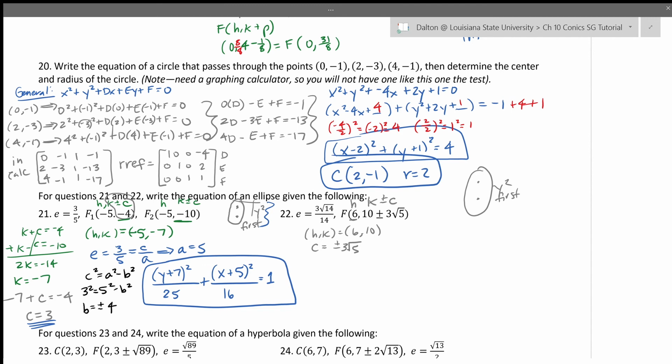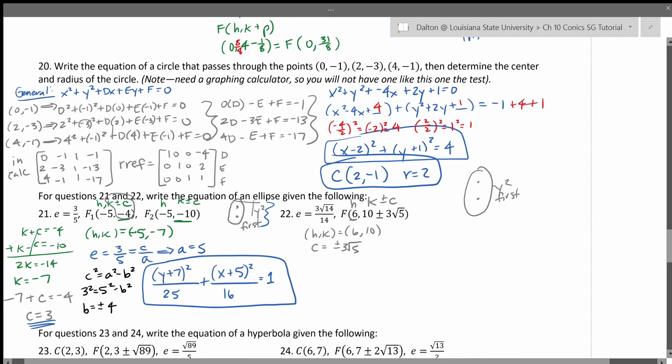We're also going to find a and b using the eccentricity. Okay, we know that eccentricity is equal to c over a. Well, you just found c, and they gave us e. So we're going to substitute those values into this equation. So instead of e equals c over a, we're going to plug in 3 square roots of 14 over 14 equals c, we said was 3 square roots of 5 over a. And then our job is to actually solve for a.